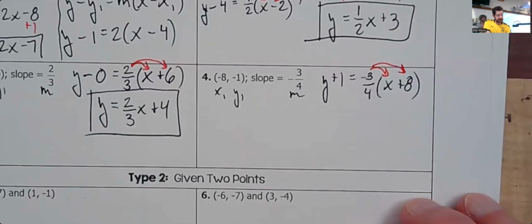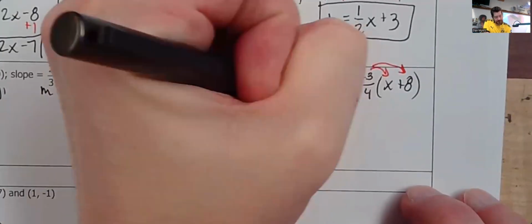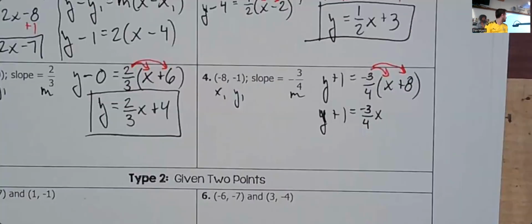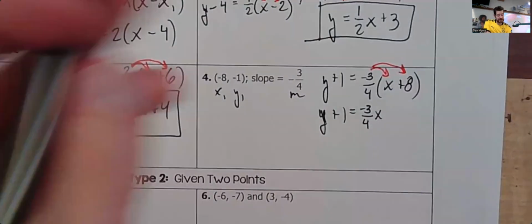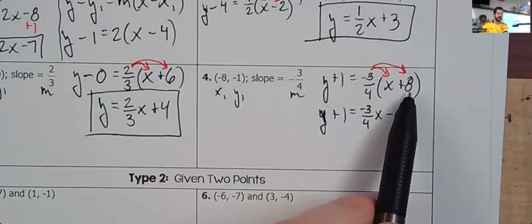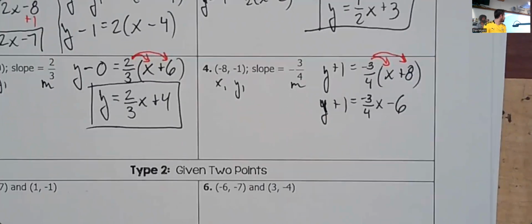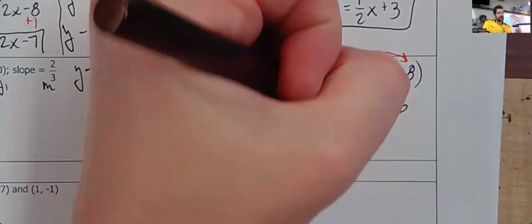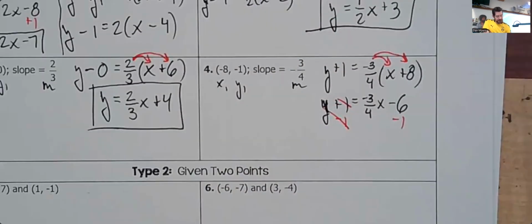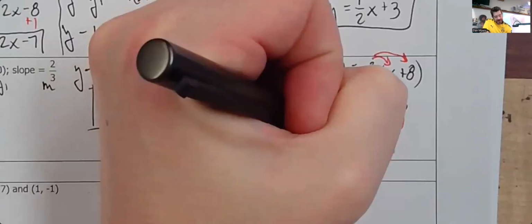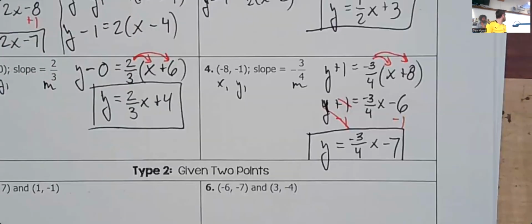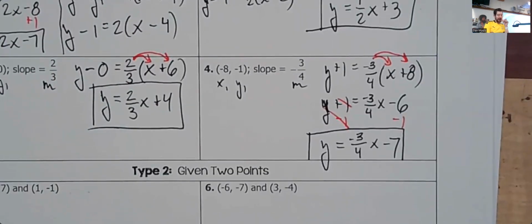So the left side stays the same for now. We got Y plus 1 is going to equal -3/4 X and minus 6. Sounds good. Minus 6. -3 times 8 is -24. -24 divided by 4 is -6. Nice. All right. So one more thing we got to do. What is it? Subtract 1 this time. Cool. So we got Y equals negative 3 over 4x minus 7. There we go. So that's our answer for that one.